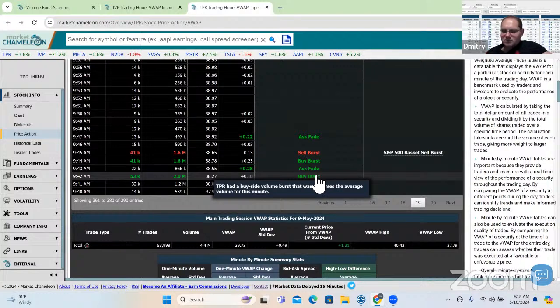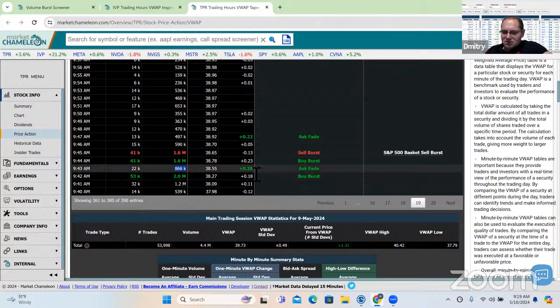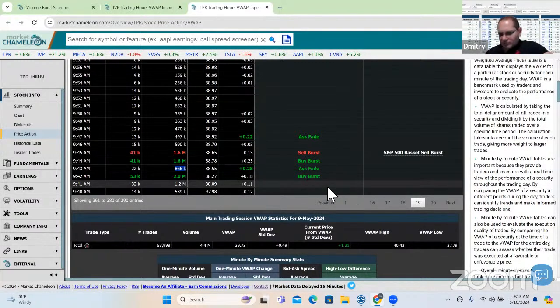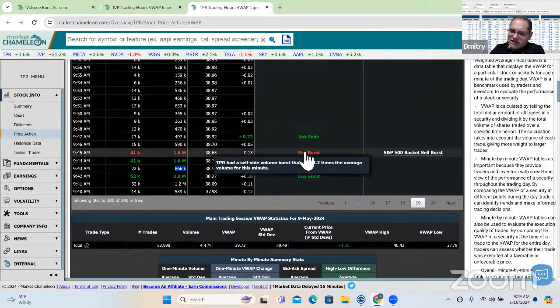But what happened immediately after the buy burst? The very next minute, even though the volume wasn't as high, the market faded higher. In other words, you scoop the limit order book on the side, but almost immediately the market faded higher, meaning there was nothing behind there. There was like an air pocket. There was nothing behind those limit sell orders. And then we got another buy burst going higher. Then right here, we got a sell burst.